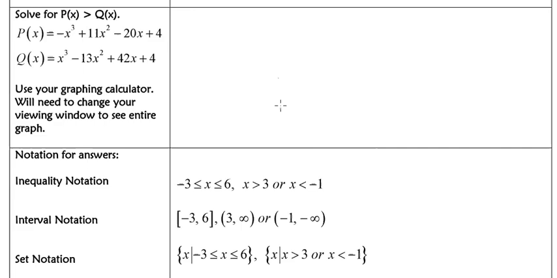All right, so we've got two functions here. It says solve for p of x is greater than q of x, and we're going to use our graphing calculator to help us out. We're going to graph each of these and see where p is greater than q. Okay, all right, so let's graph it.